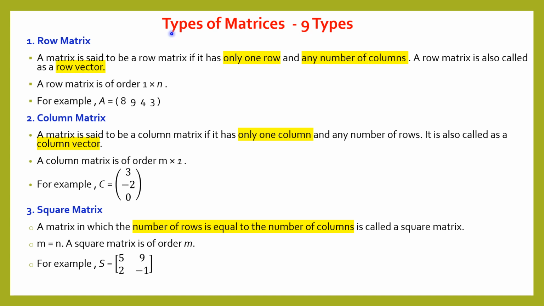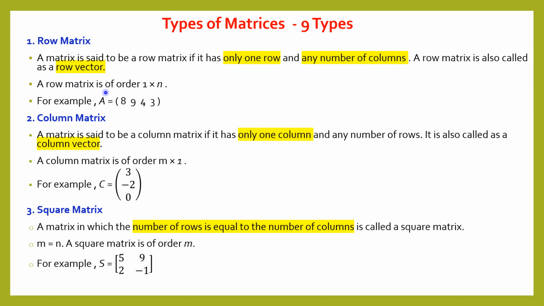Now we are going to see the types of matrices. Here we are having 9 types. Let us see the first one. First one is row matrix. A matrix is said to be a row matrix if it has only one row and any number of columns. Then the matrix is called row matrix. A row matrix is also called a row vector.